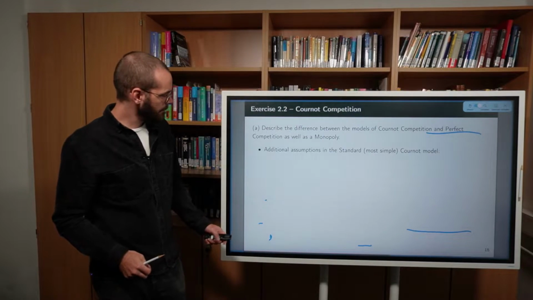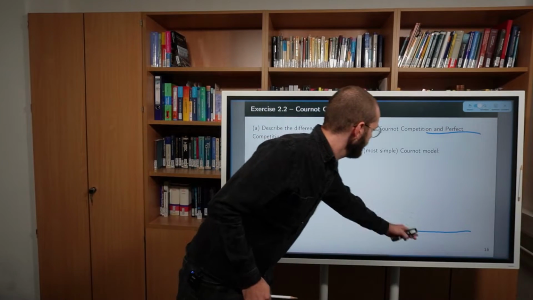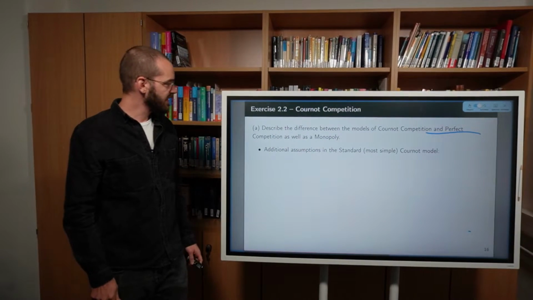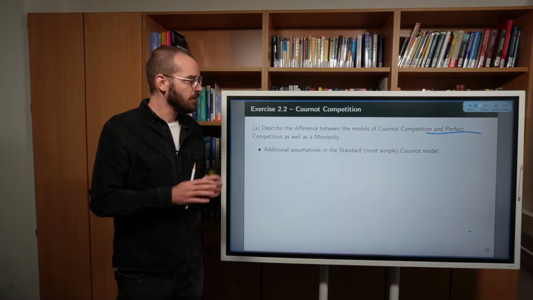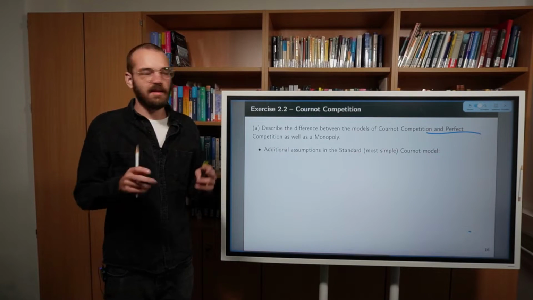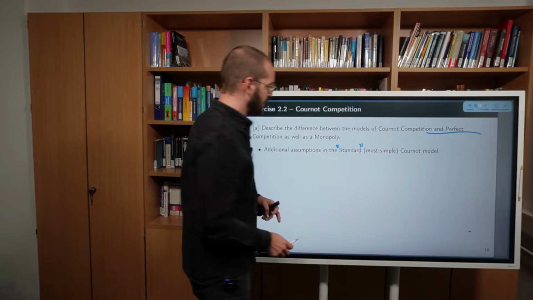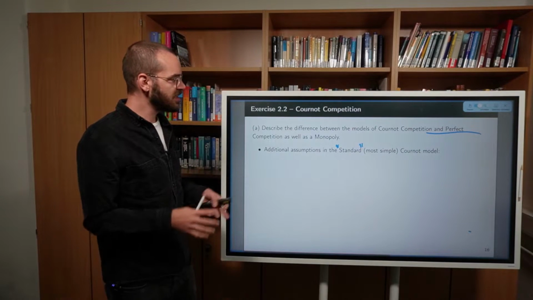All right. With that, there's only one final slide on this task A, and that is on the additional assumptions of the standard, in quotation marks, because that's not really a generally accepted term, I guess, but the most simple Cournot model.